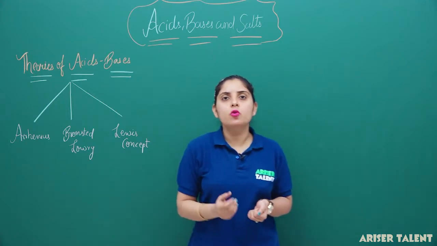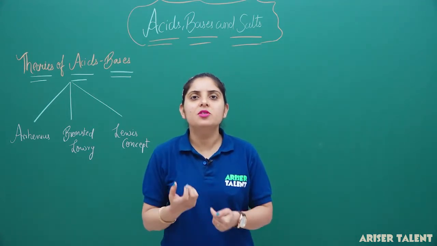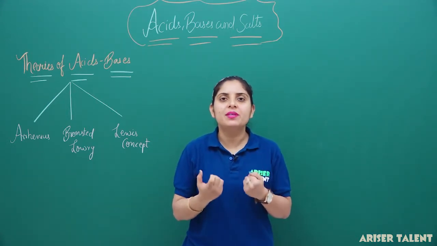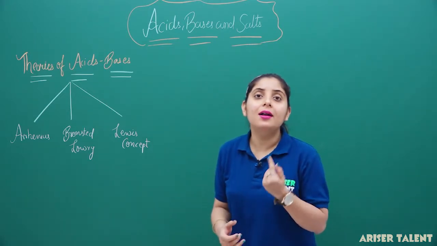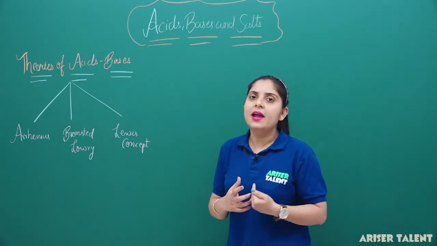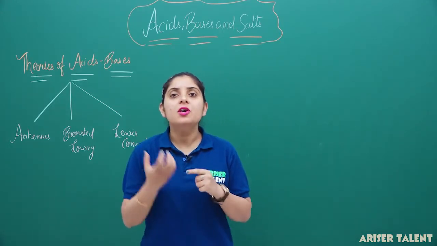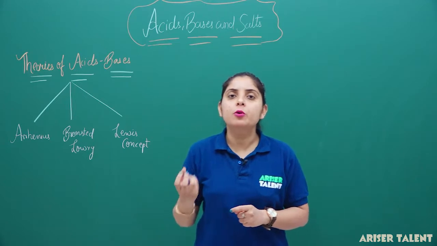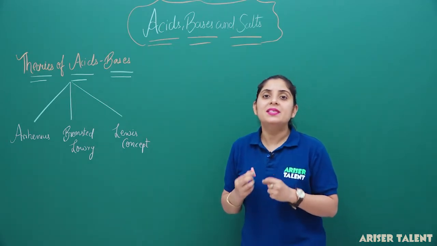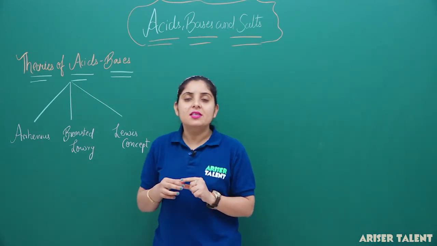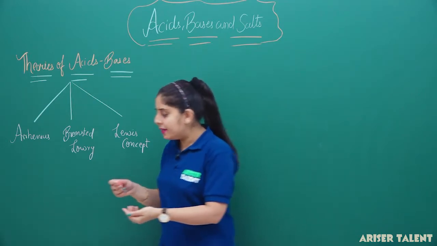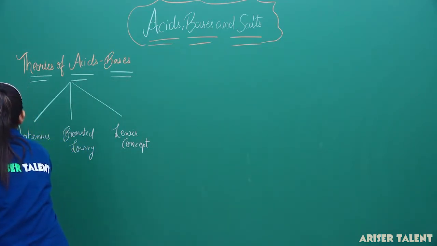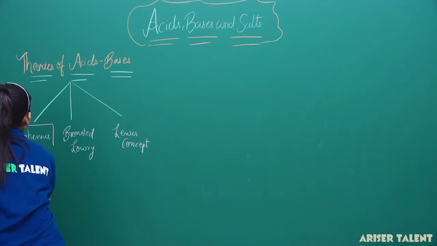The Arrhenius theory basically states that the substances which have a tendency to lose H plus ions in their aqueous solution are termed as acids. On the other hand, the substances or compounds which have the tendency to dissociate to give OH minus ions are regarded as bases. So this is in accordance with the Arrhenius theory that we have already discussed.